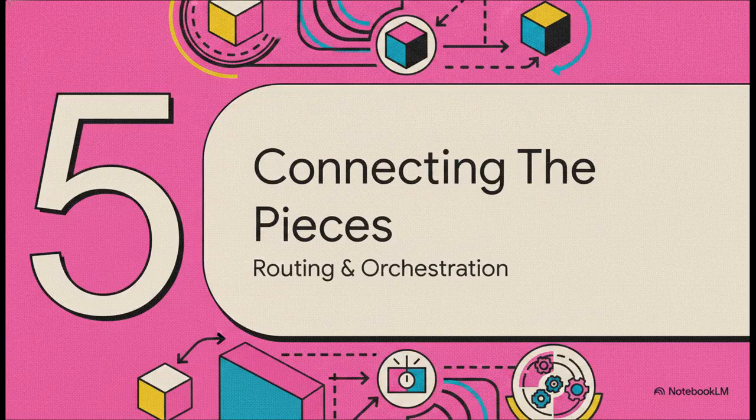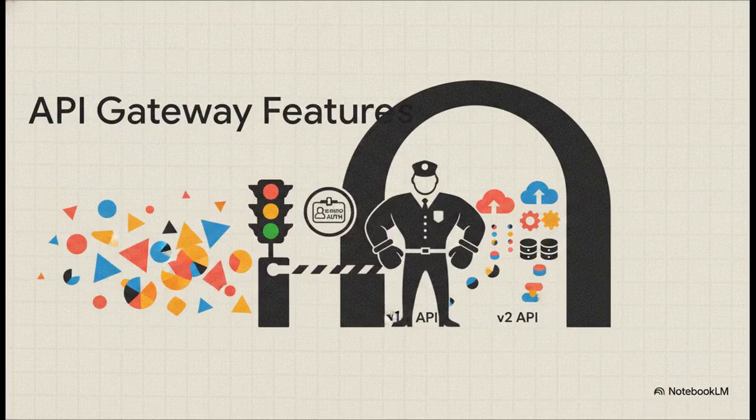Okay, the final stretch. Part 5, connecting the pieces, routing and orchestration. Think of API Gateway as the ultimate bouncer and traffic cop for your microservices. It sits right there between your clients and your backend. Instead of exposing your Lambda functions directly to the wild internet, API Gateway safely routes the traffic. It manages throttling limits to prevent abuse, handles API versioning like V1 versus V2, and does it all without you lifting a finger.